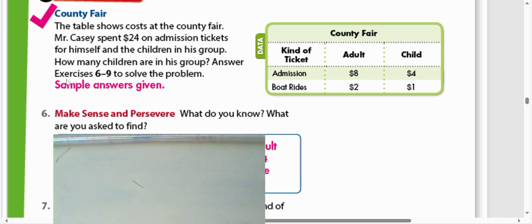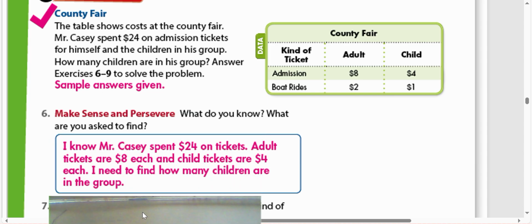Answer exercises 6 to 9 from this table. Okay, first question, number 6. What do you know? What are you asked to find? We have 24. We know 24 divided by 8 equals 3, and also 24 divided by 4 equals 6. And then we can add together 8 plus 4 equals 12, 24 divided by 12 equals 2.